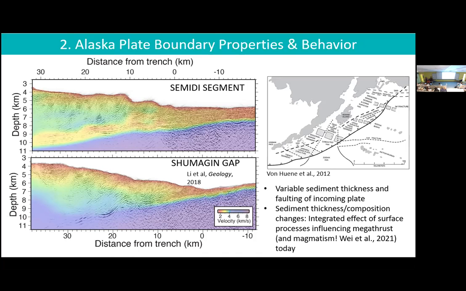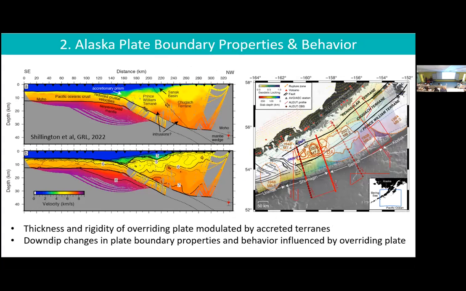So there are a couple of different sources of heterogeneity on that side of things, but we also see changes in the overriding plate. These panels are showing a compressional wave seismic velocity model, where the yellow colors are lower velocity and the oranges are higher, focusing on the overriding plate here.